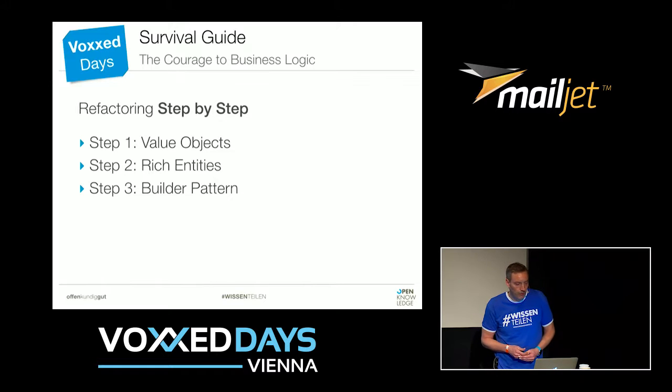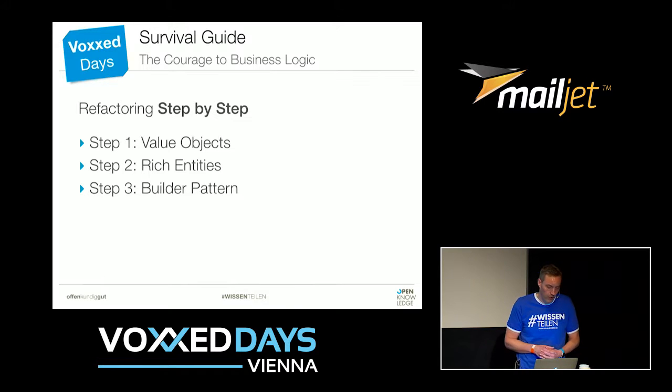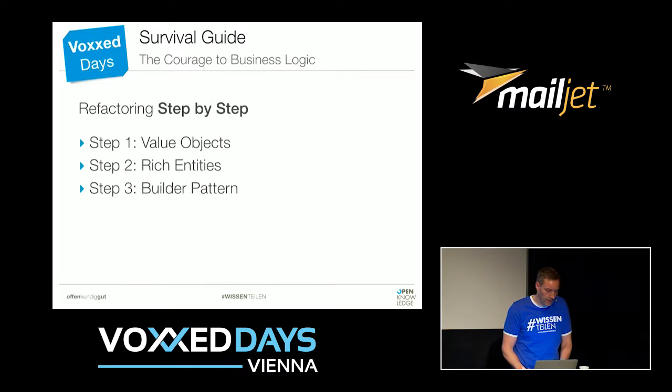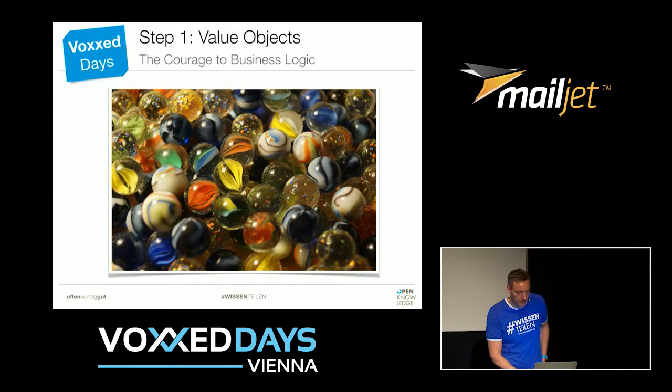And I want to refactor the stuff I showed before with 3 simple steps. First, I want to introduce something called value objects. Then I want to introduce something called rich entities, and then I will show the builder pattern. So, who's familiar with domain-driven design? Okay, so you should know part of this stuff. Let's start with value objects.